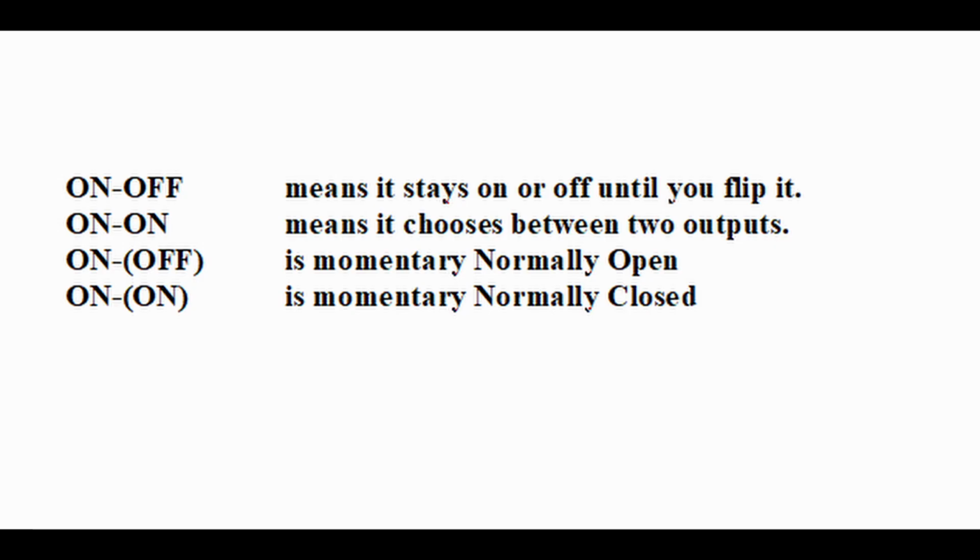Switches also have markings that tell you how they behave. This means it stays on or off until you flip it. This means it chooses between two outputs. This is momentary, normally open. It only connects while you press it. This is momentary, normally closed. It's normally connected, but pressing it disconnects the circuit.